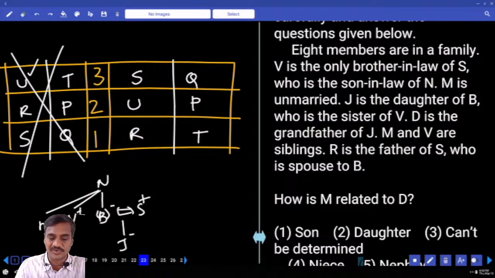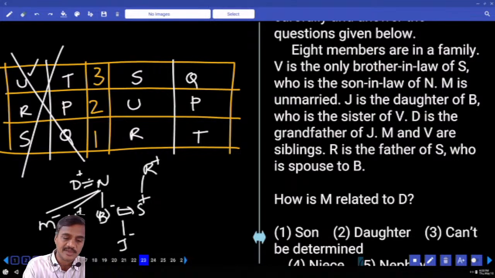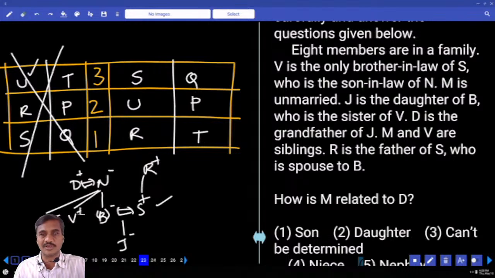As D is the grandfather of J, D can be either the husband of N or the father of S. R is the father of S. As R is the father of S, this D and N must be married to each other, and D is a male and N is a female. Then S is the spouse of B.